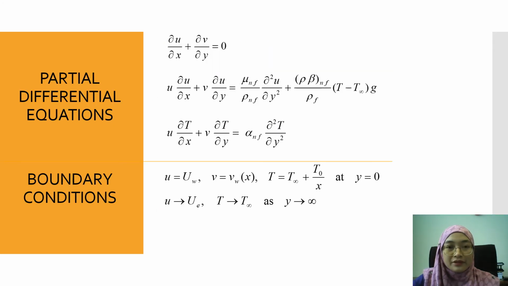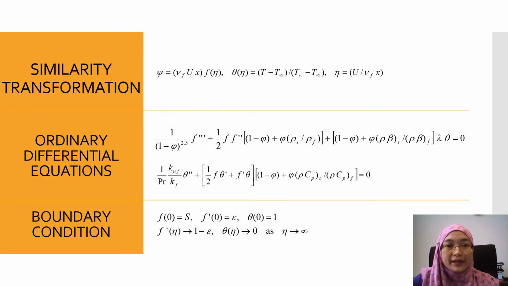The partial differential equations are given by 3 equations. The first one is the continuity equation, the second one is the momentum equation, and the third one is the energy equation, subject to boundary condition, equation 4. We use similarity transformation to transform the PDEs to get ordinary differential equations, ODEs, subject to the new boundary conditions.